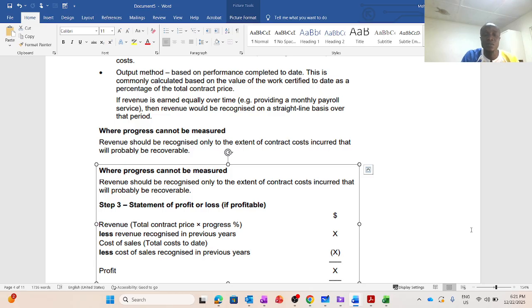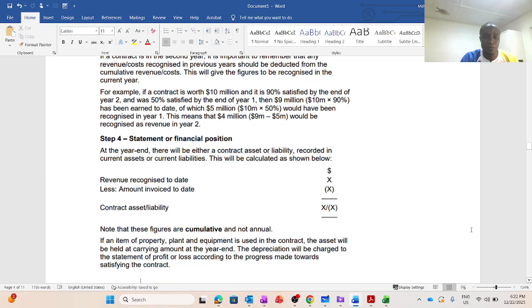Also, same as the cost. The cost of sales, the total cost. So we are going to less the cost that has already been recognized in the previous years, in year one or year two, whichever year we are going to do our statement of profit or loss.